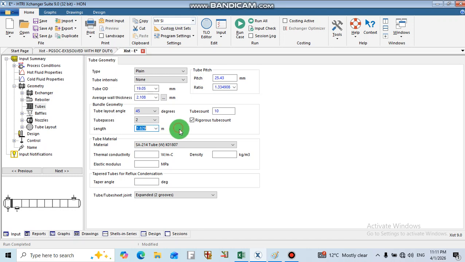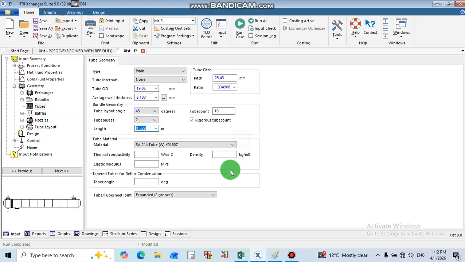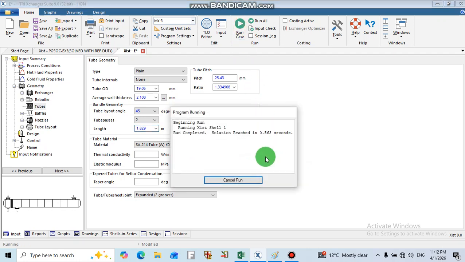to about 1.8 meters. As we decrease the number of tubes and the length of the tube, we have less residence time. As I have talked about, we have less residence time for this liquid and less volume of liquid accumulated at the bottom of this tube, and consequently we don't have any piping failure phenomenon at the tube side for the fluid that passes through it. So let's run the simulation and watch the result.